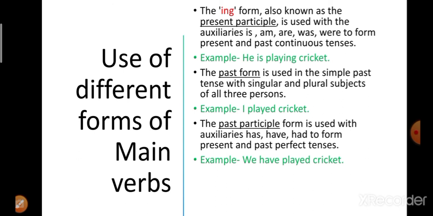For example, I played cricket. Okay, so played is the past form and it is used with a singular as well as a plural subject. Here the singular subject is I, whereas when we take a plural subject, for example we can write here, we played cricket also. So with singular and plural subjects of all three persons, the past form is used.